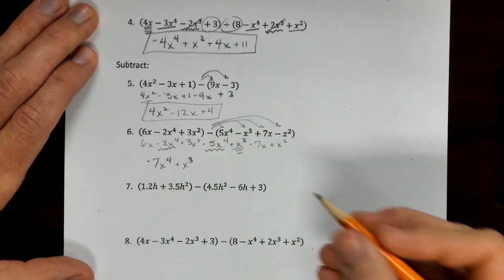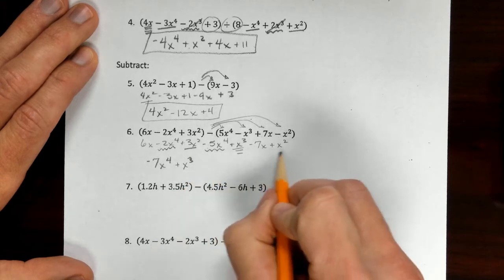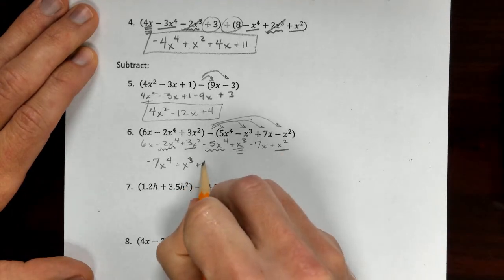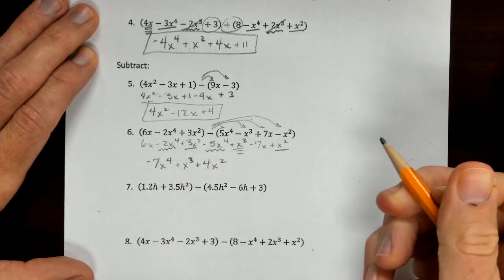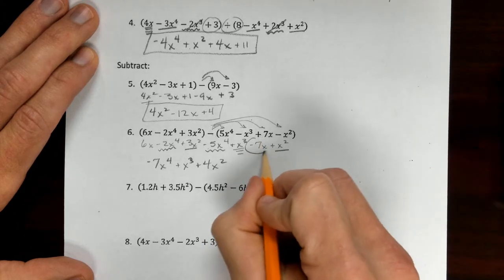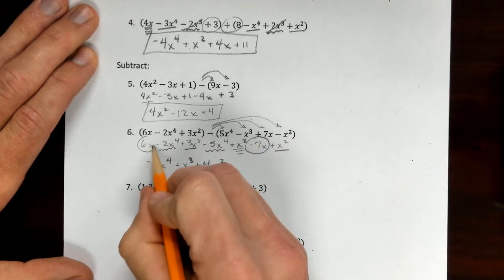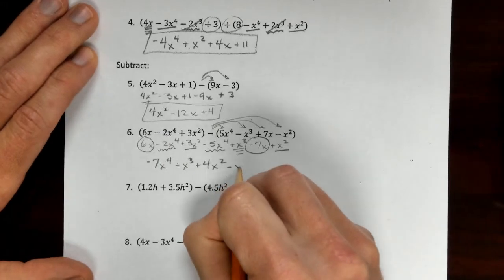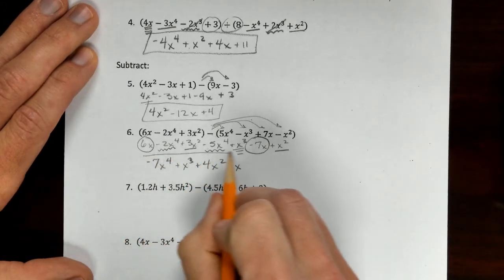Next biggest is x squared. There she is. Plus 4x squared. Last but not least, we've got a negative 7x to the 1st, positive 6x to the 1st. That's a negative x to the 1st.